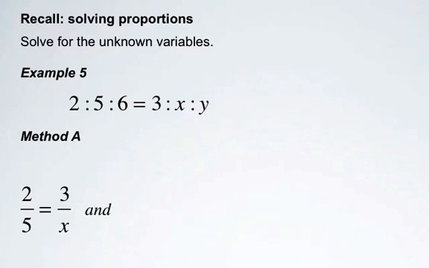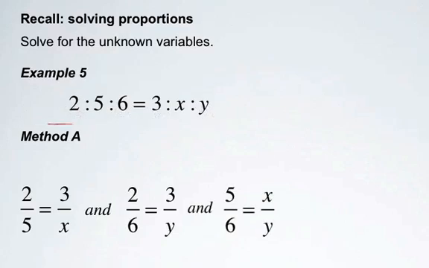The second way that we're going to solve in this method is by taking a look at the next ratios. So we've got a 2 to 6 ratio on this side, and we're going to compare that to the 3 to y ratio on the other side. And lastly, we've got a 5 to 6 ratio compared to an x to y ratio. Again, taking each part and each pair on both sides of the proportion. Now what we have are 3 smaller parts that we can use to solve for each of the unknown variables.